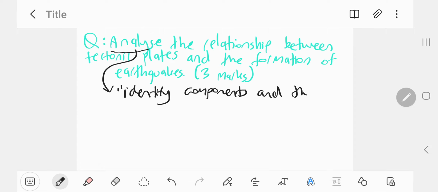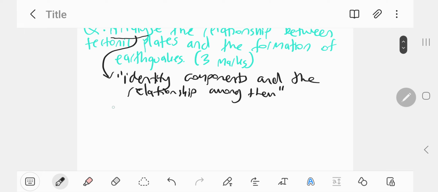and the relationship among them. So that's what analyse means. It's 3 markers, so looking for 3 points. And it's best to use an idea paragraph format. So idea, if you recall, is just basically a way of structuring a response.